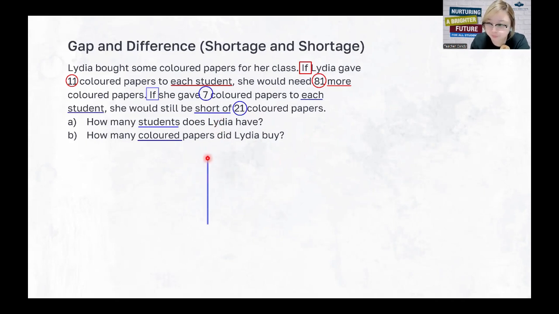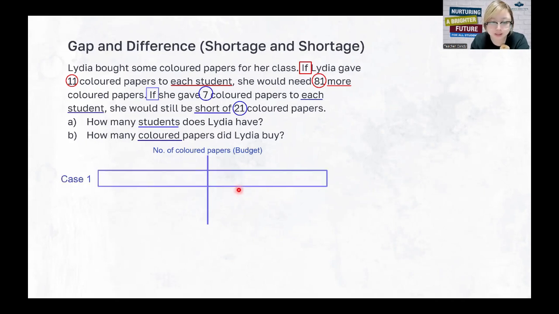First of all, we draw a line to represent the number of colored papers that Lydia has. I call it the budget. Anything that passes this line will be over her budget, and she doesn't have that amount. So let's take a look at case 1. We will draw a model and it will overshoot the budget. She's giving 11 papers per student and she will need 81 more. So this 81 that crossed the line, she doesn't have.